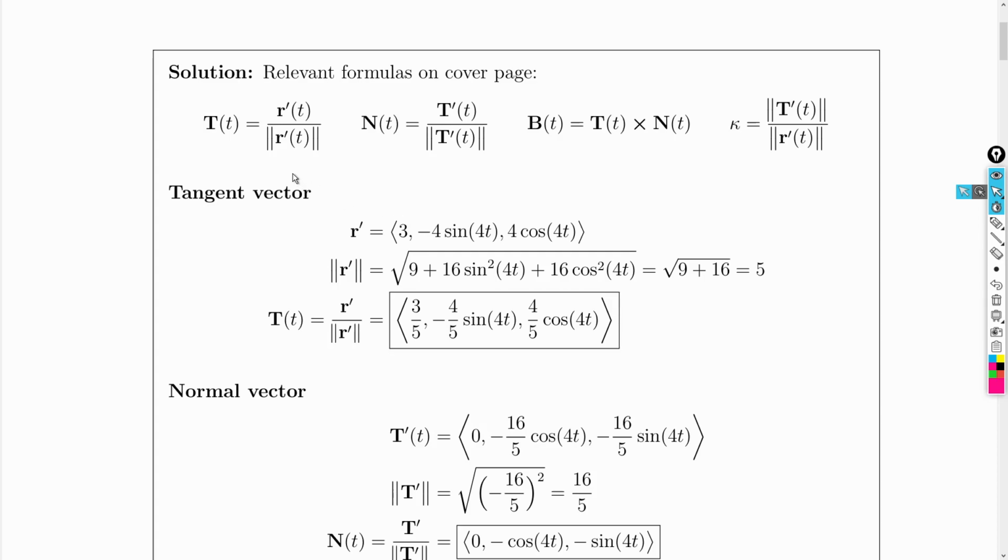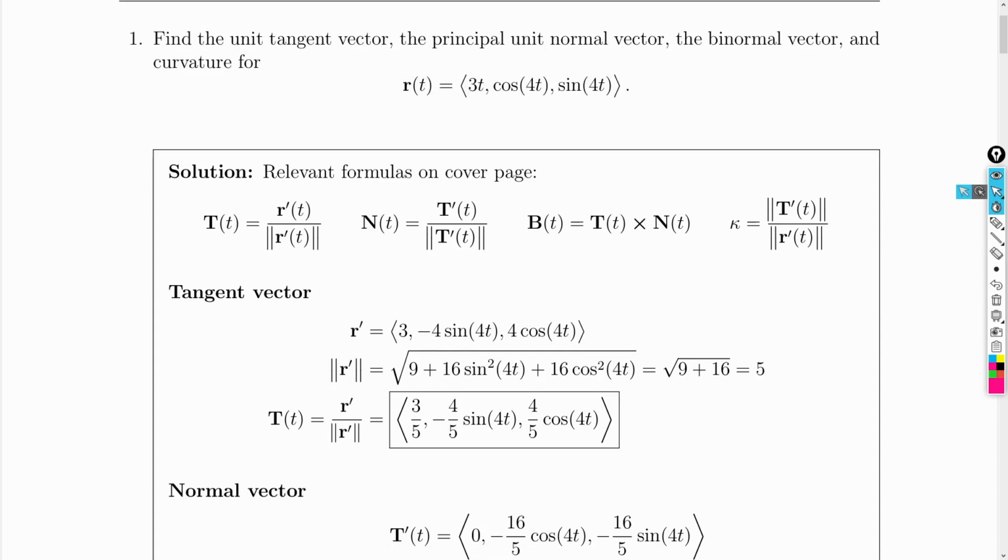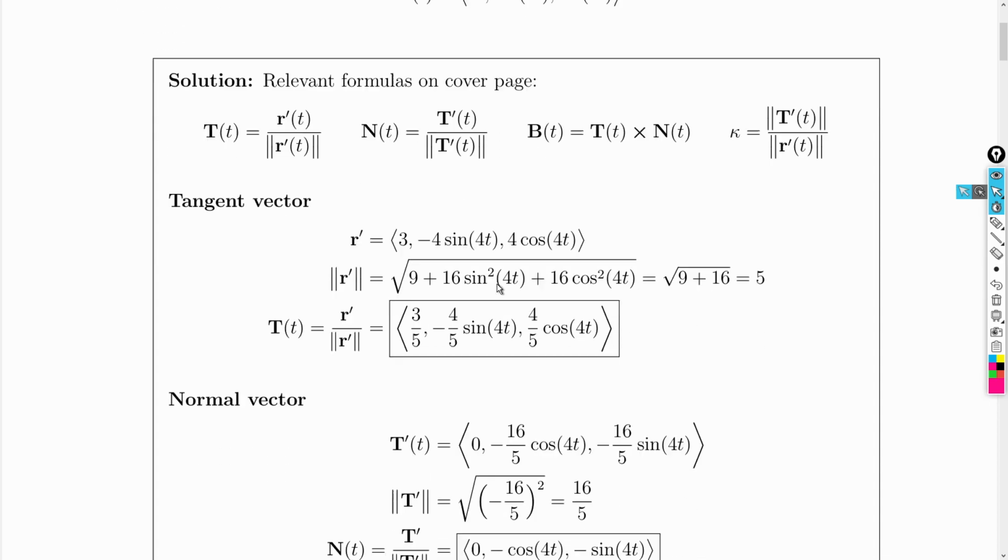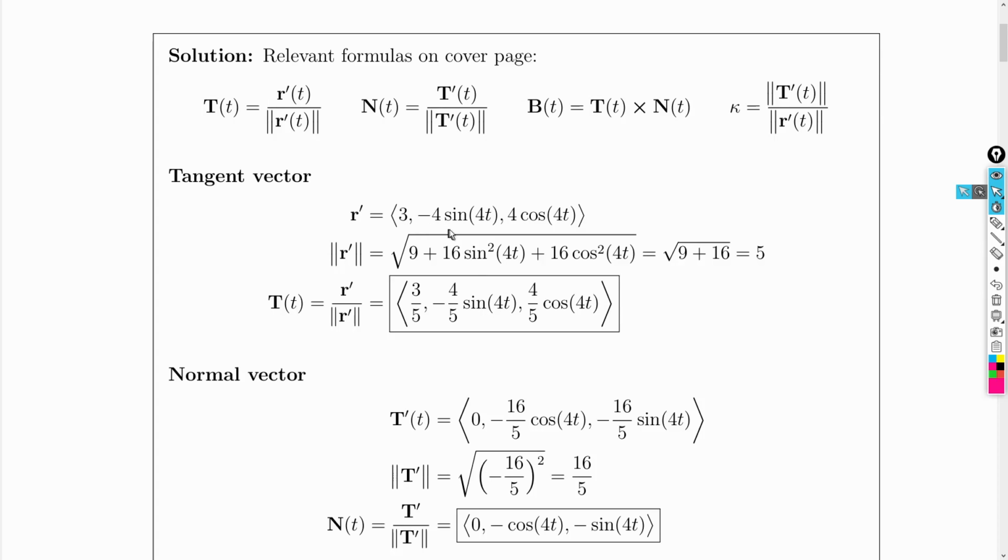Right, so for the tangent vector, we're just going to use this formula, which means that we have to take the derivative and then take the magnitude, so that should be pretty straightforward. Each of the terms is pretty straightforward to take the derivative of. Then to take the magnitude, we square each of the components, sum them together, and then take the square root of them.